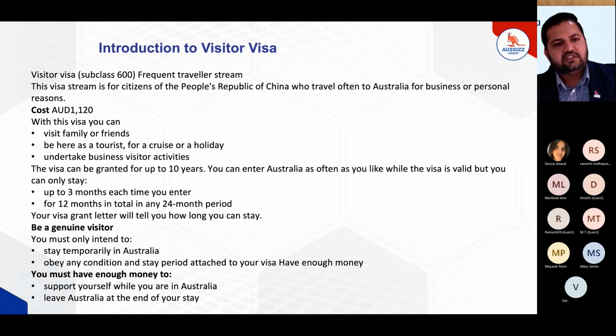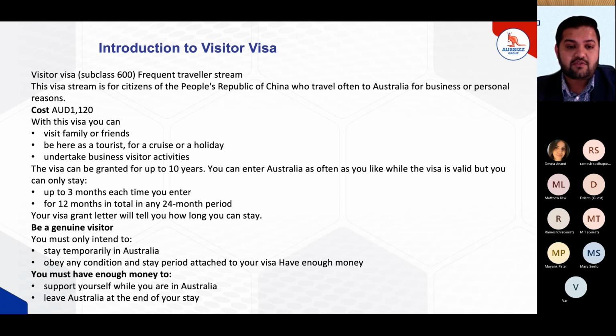There is another visa stream in the normal visa stream, which is the frequent traveler stream. This was designed specifically for citizens of China who come frequently to Australia for business or personal reasons. It has a significantly higher cost because they would process it within a certain period of time. It's more like a fast track, and it allows you to have a long-term visitor visa as well. This visa grants you up to 10 years.